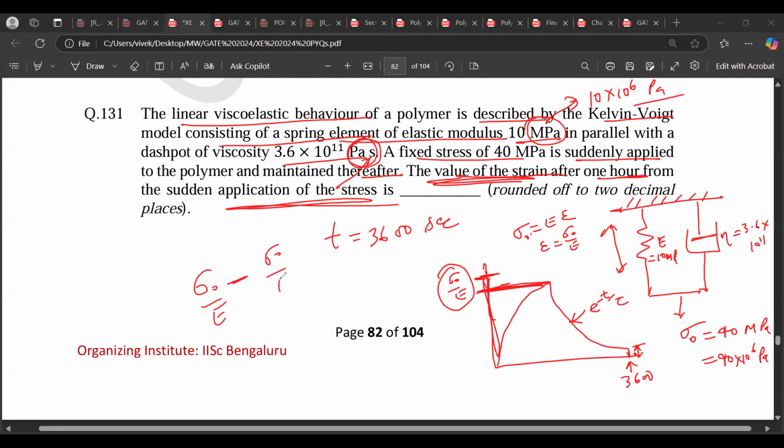So sigma naught by E, into e to the power minus t by tau. That is your epsilon at 3600. You have to put 3600 in here, and what is tau? Eta by E, right? Eta is already given, E is already given. You can calculate your tau. Sigma naught is already given, E is already given, t is already given. Come on, guys, put it in, you get your answer. You don't need to worry about anything else. Is there anything that I should worry about? No, nothing at all. Okay, that's your answer.